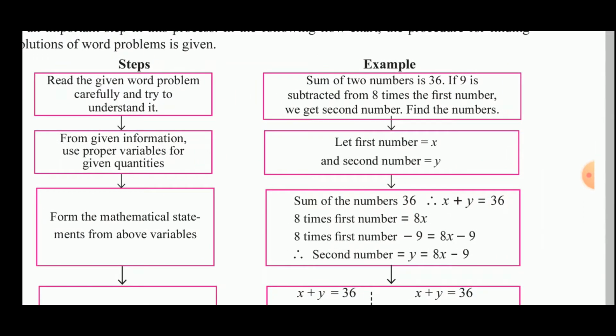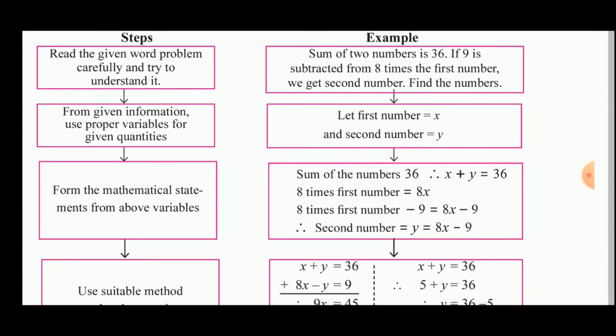Sum of the two numbers is 36. If 9 is subtracted from 8 times the smaller number, we get the second number. Find the numbers. So let us assume the two numbers are: let the first number be x and the second number be y. Sum of the numbers is 36. So x plus y is equal to 36. This is equation number 1.